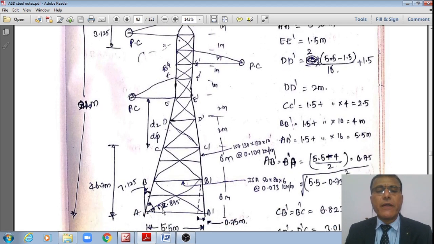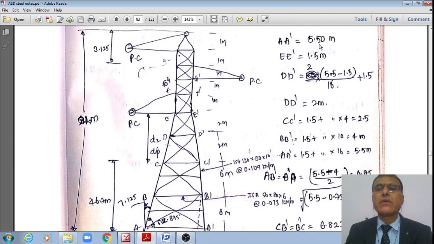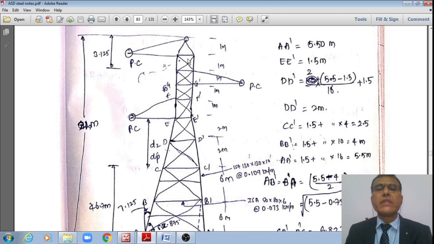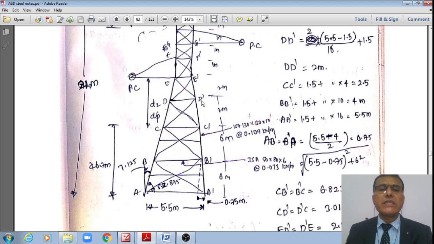Now, what is AA prime, that is already assumed: the base width is equal to 5.5 meter. Also, we already assumed G prime to E prime are all of 1.5 meter. Then I need to calculate the length of the diagonals DD prime, CC prime, BB prime, three more.